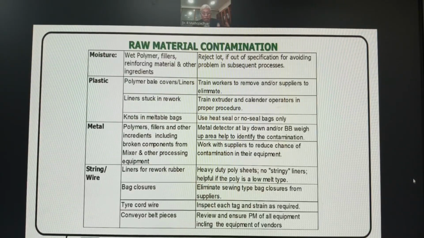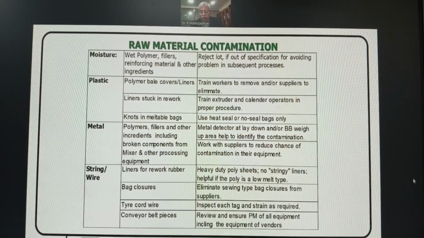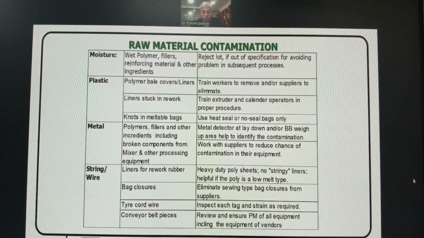If you look into these, there are certain things in the factory, like moisture, plastic, metals, stainless steel, that give you the raw material contamination. And this ultimately gives you problems, especially of different types. If the raw materials are wet, you get a wet polymer, filler, reinforcing material, and other ingredients during rainy seasons, then you either reject it or avoid this problem in subsequent processes.